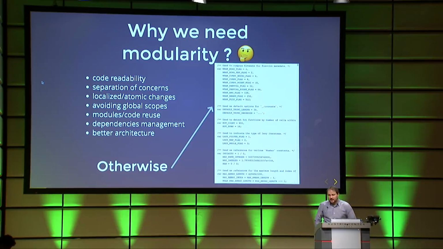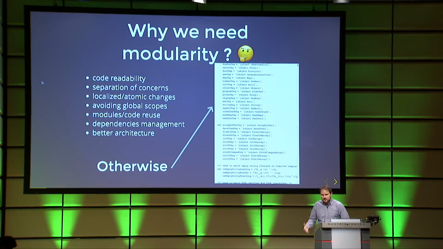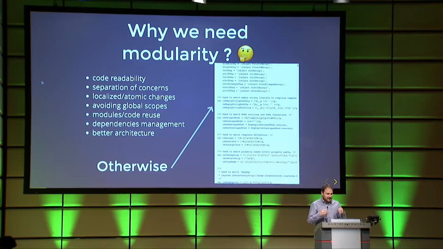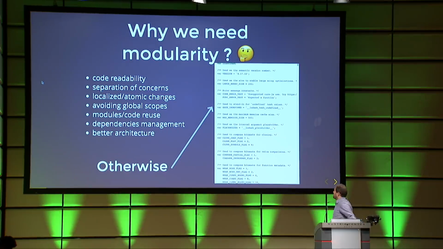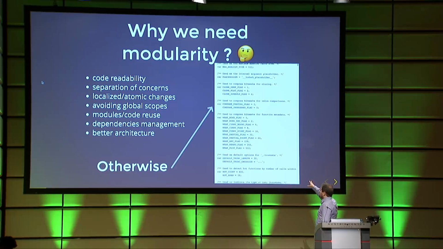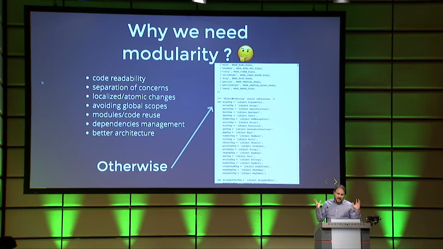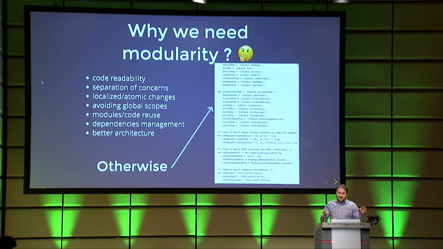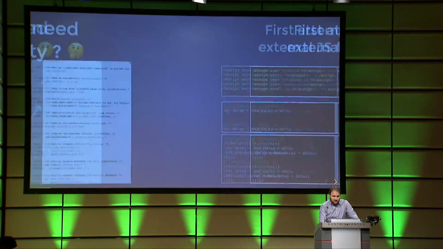If we speak about native modules, let's try to understand how we came there and why we need modularity. If you don't have modularity, you have this situation: something is going on, you have no idea how to reuse some parts of your code. Code readability is terrible, architecture is terrible, dependencies, everything is absolutely unusable.